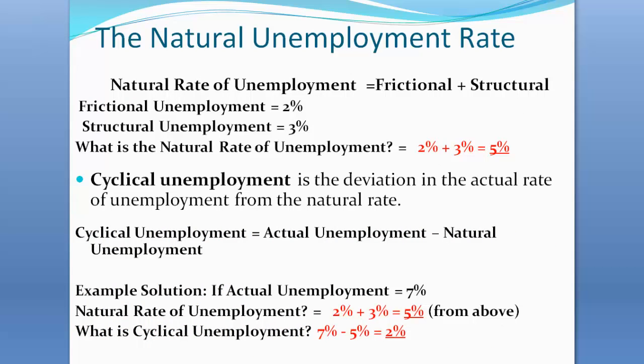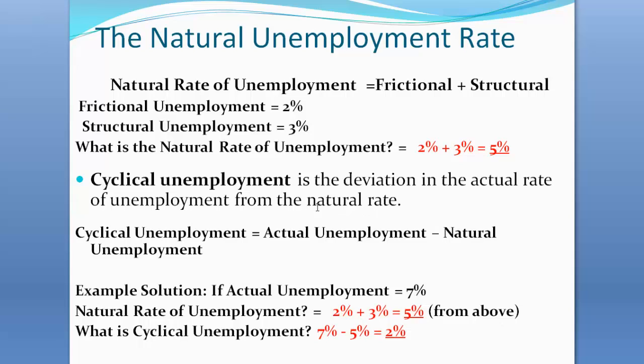The natural rate of unemployment is defined as the frictional plus the structural unemployment rates. Frictional unemployment was given as 2%. Structural unemployment was given as 3%. So the natural rate of unemployment is 2% plus 3%, or 5% natural rate of unemployment.